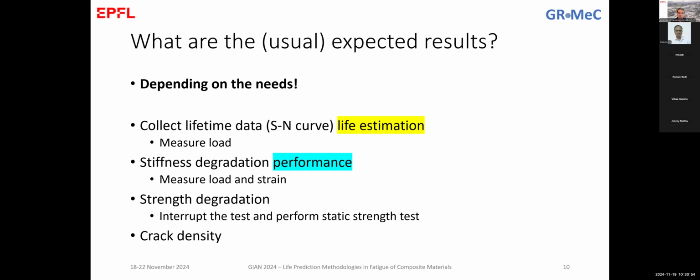But if the material is opaque and you cannot have a visual measurement like that, then you need to use more sophisticated methods for this type of measurement.